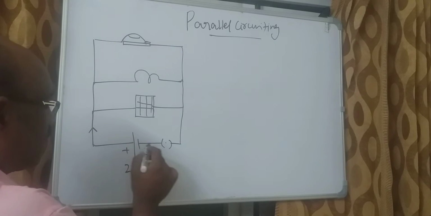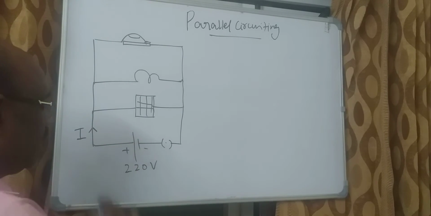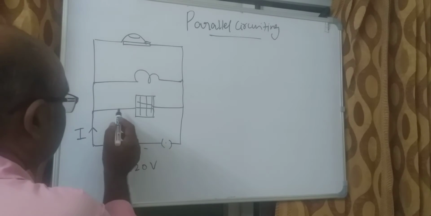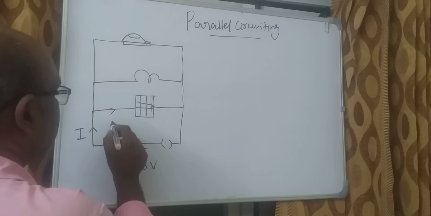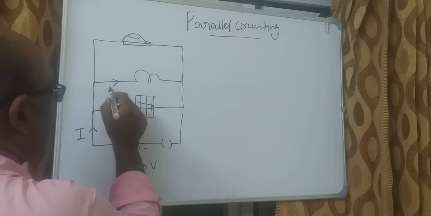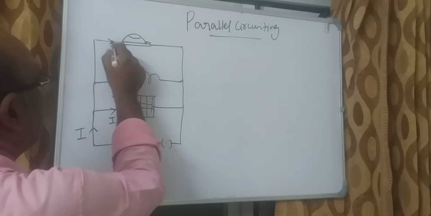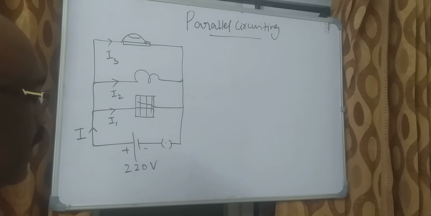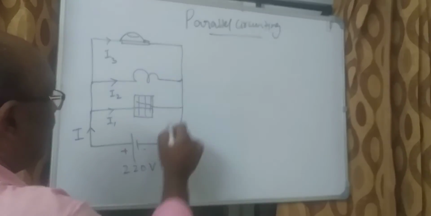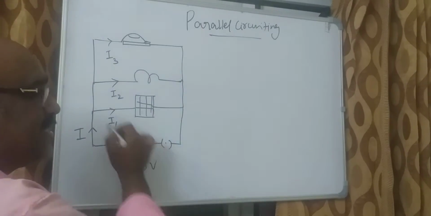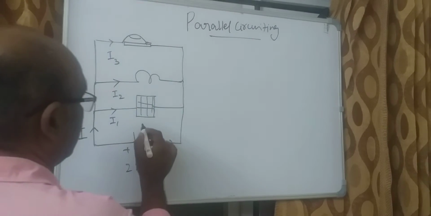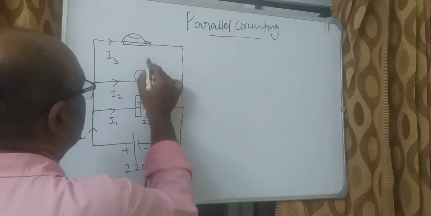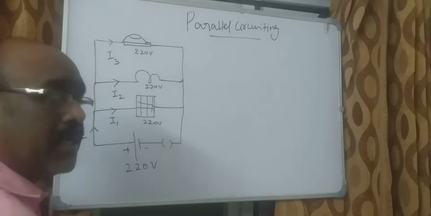That means the current I will be flowing over here, and when it comes to this junction, it passes over here as I1, and it splits over here as I2, and it splits over here as I3. But the voltage for the whole circuit remains the same. So here also 220 volt passes, here also 220 volt passes, and here also 220 volt passes.